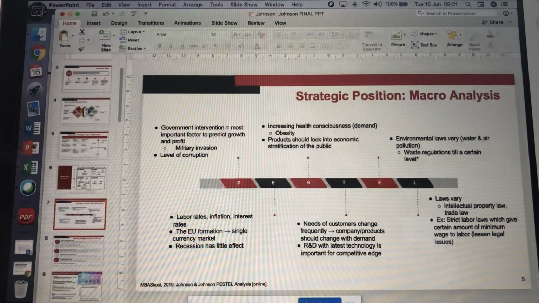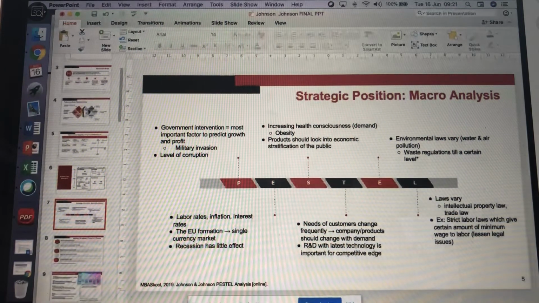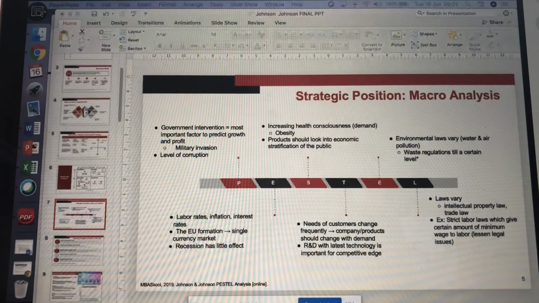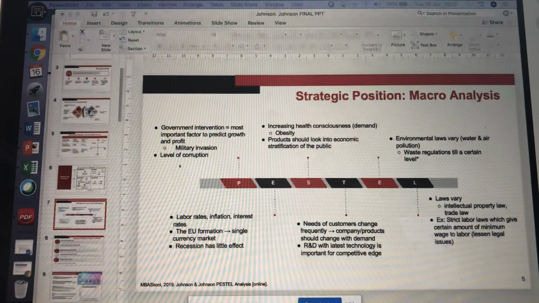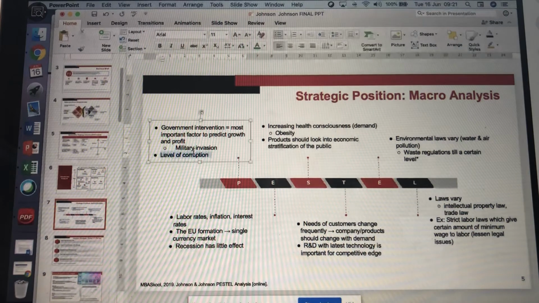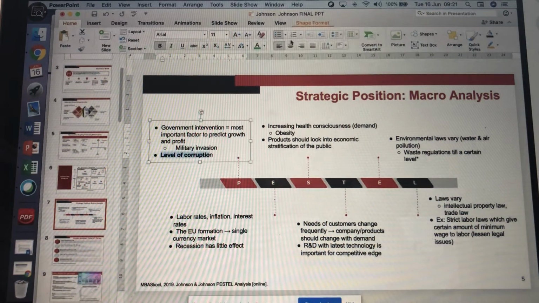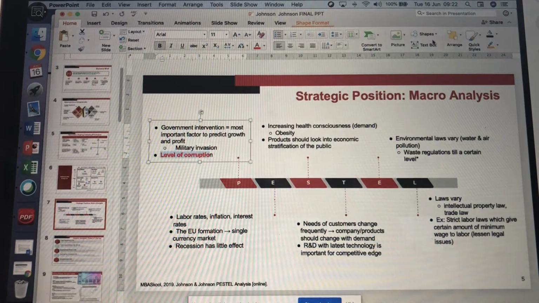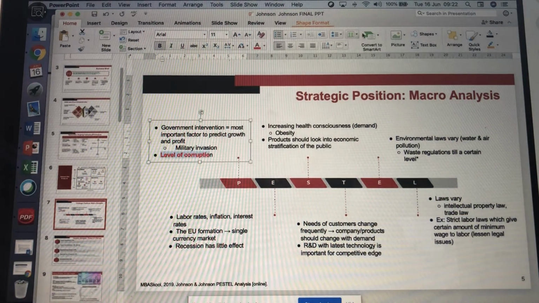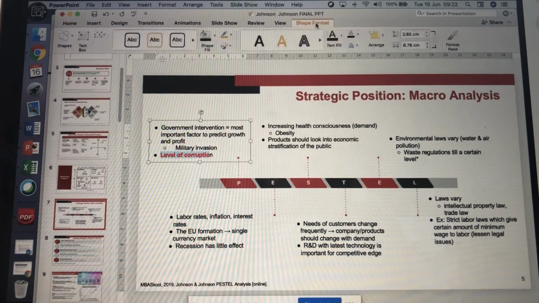Be careful that you're not too generic, okay? In this case, it talks about the level of corruption. This level of corruption, you need to validate a little bit. But in this particular case, when you do a macro environmental analysis, what you should do is the following. Let me make that clear.